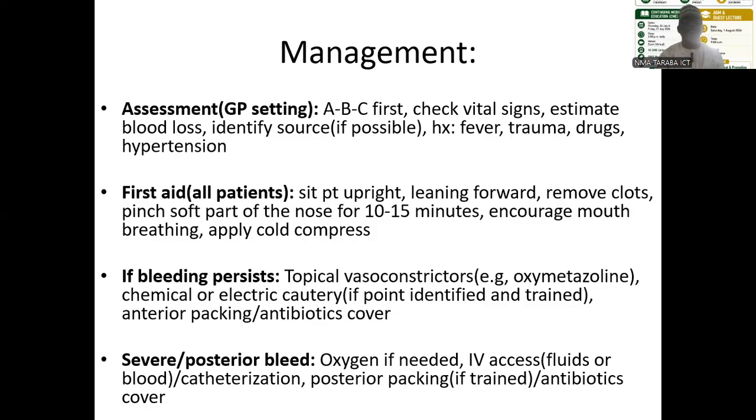The management in the general practitioner's setting: assessment, the ABC of resuscitation has to be taken care of. We have to ensure that the airway of this patient is patent and that the patient is breathing well and the saturation is above 90 and that the circulation is okay, or we have to stabilize it. And we need to check vital signs, estimate blood loss, identify source if possible. If there is history of fever, trauma, drugs, or hypertension, we need to know as a general practitioner so that we'll be able to approach the care of this patient appropriately.